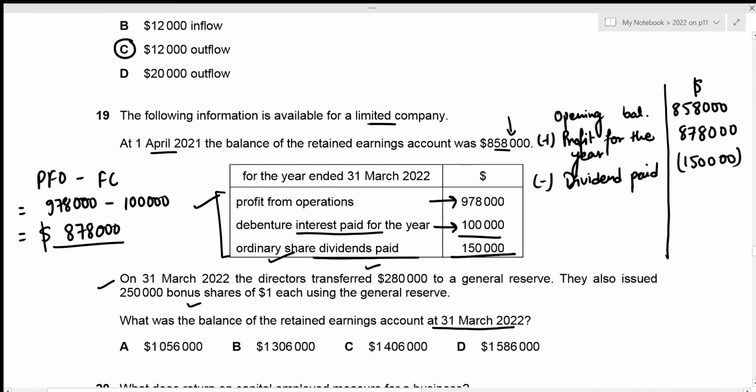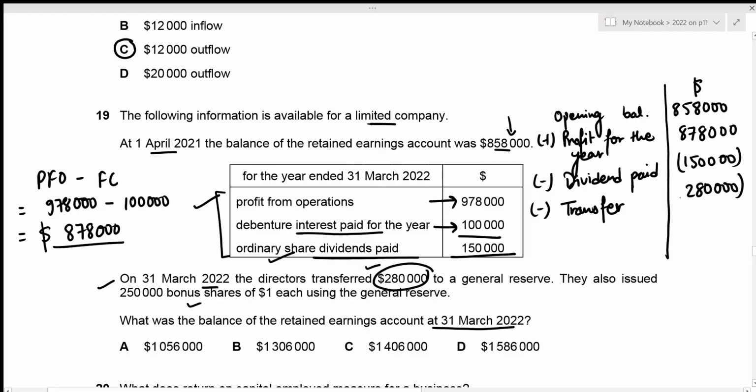Okay. Then we're told that on 31st March 2022, the directors transferred 280,000 to a general reserve. So we're just taking 280,000 from retained earnings and putting it in a general reserve, which means that this reduces the balance on retained earnings, right? So this is minus transfer with the amount of 280,000.